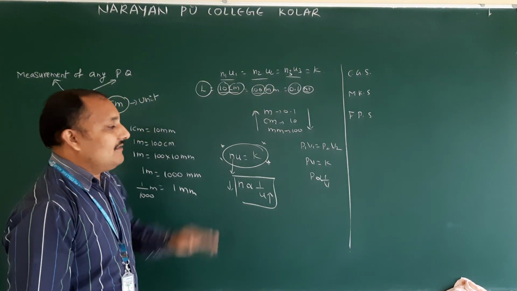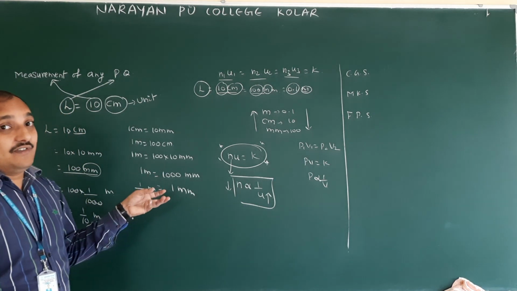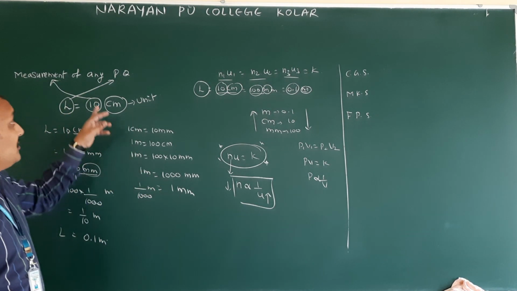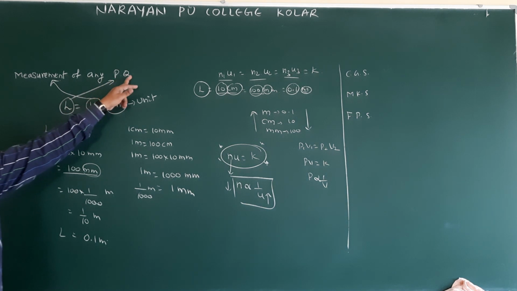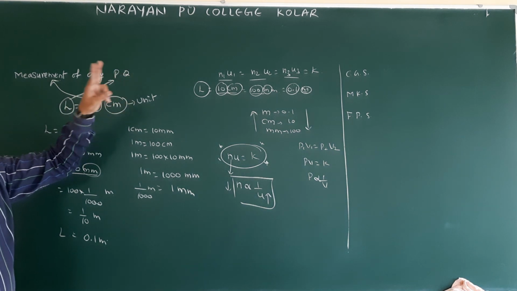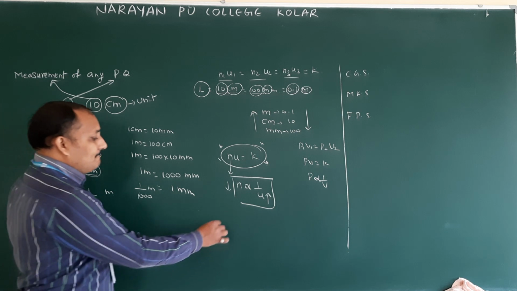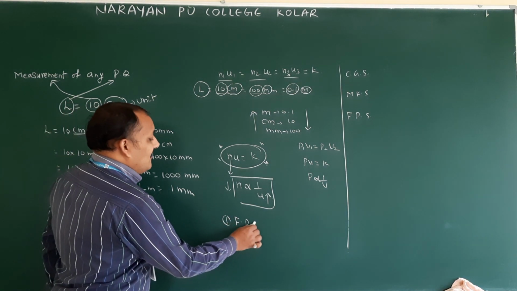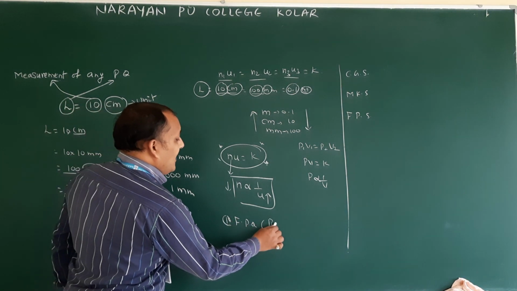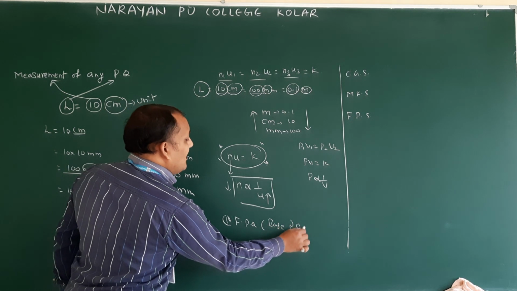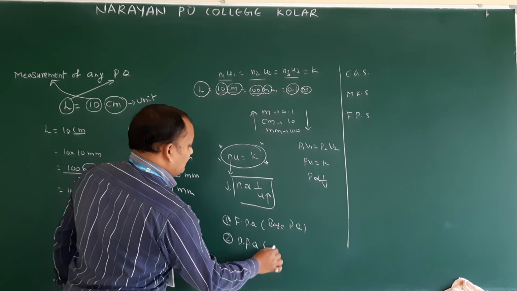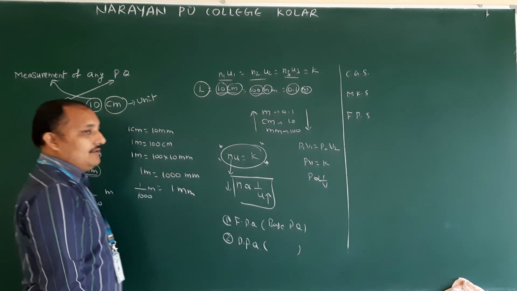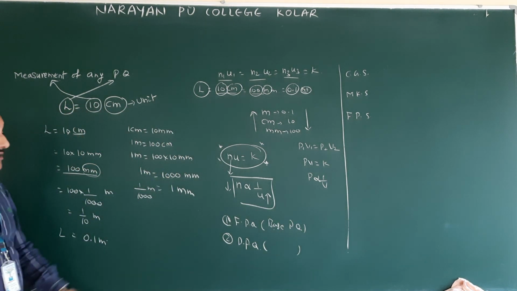So before going to that, how many types of units will be there? Because unit depends on the measurement of a physical quantity. Now how many types of physical quantities are there? Two types. One is fundamental physical quantity, or they will say base physical quantity. The second one is derived physical quantity, that is DPQ, derived physical quantity.